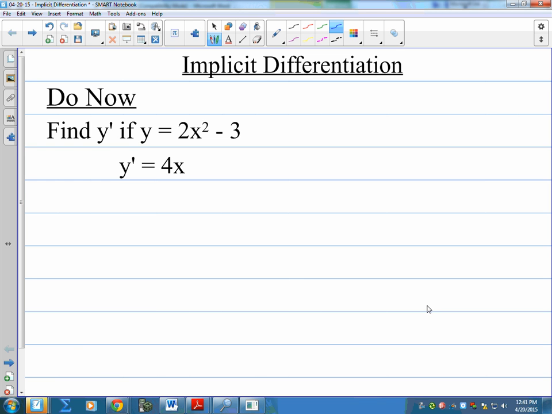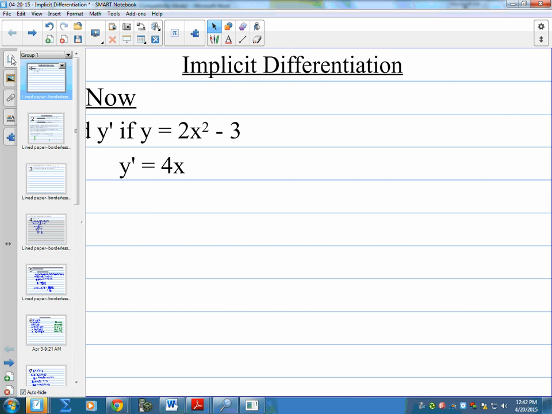So we know that if we look at y equals 2x squared minus 3, its derivative, which we can call y prime, is 4x. We're using the power rule for the first part, and then the derivative of the constant is 0. All right, so we'll come back to that just to verify our answer when we use our new technique to do that.